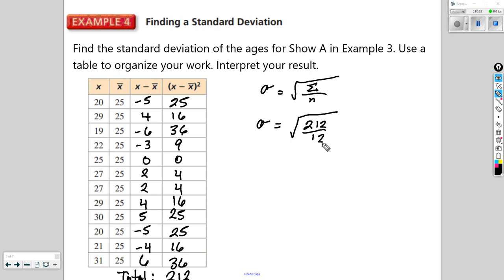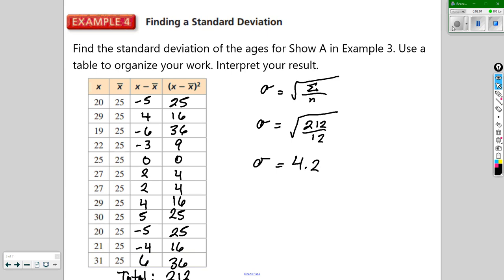All right, so now when we find the square root, we get 4.2. Now this data set was from the previous video, which talked about the competition, the cooking show. This was show A in that competition, and these data values are the ages. So the standard deviation in this data set is 4.2, which is talking about 4.2 years of age.